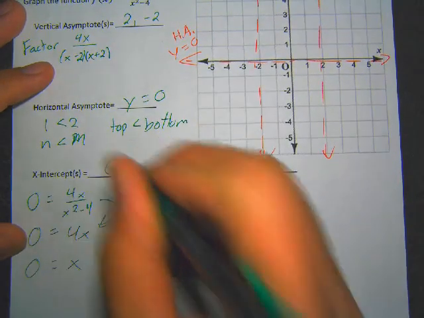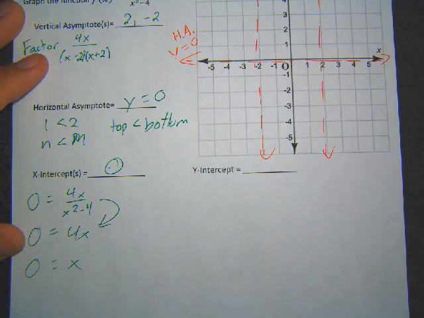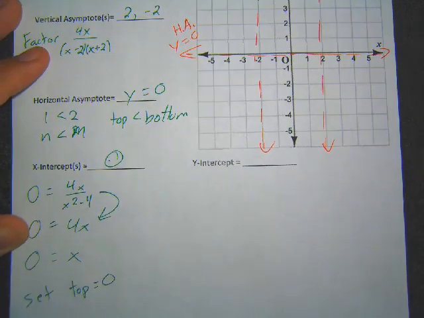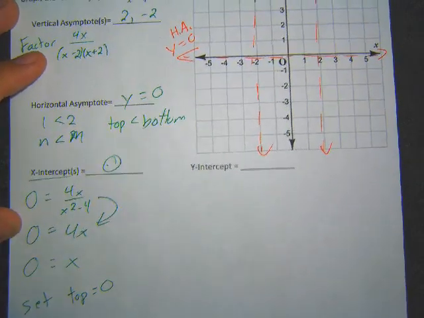So the x-intercept is 0. And that's how you find the x-intercept. You just set the top equal to 0. So set top equals 0. And that's how you find the x-intercept when you're doing x-intercepts.